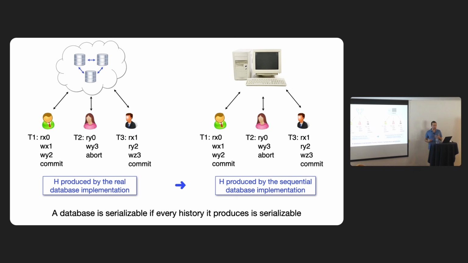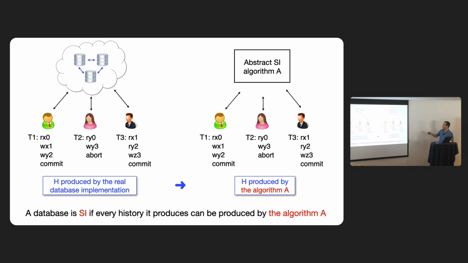So to define snapshot isolation, instead of the sequential database, I'm going to put this abstract SI algorithm, which I'm going to describe now. And then my database is going to be SI if every history it produces, so this real database implementation, can also be produced by the algorithm A, this abstract algorithm that I'm defining.